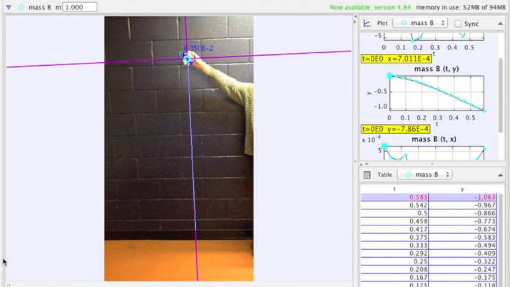For this video, I dropped a crumpled up piece of paper and uploaded it into Tracker to analyze the video. First, I calibrated the video using the diameter of the paper ball, which was 0.0635 meters. Then I made my coordinate system. The ball is moving in the negative y direction on the axis.